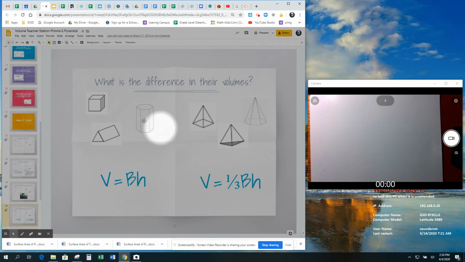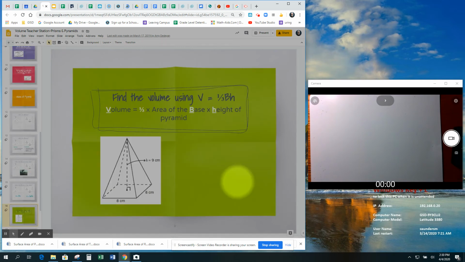The volume of a pyramid. So remember our prism was V equals big BH. The volume of a pyramid is 1/3 big BH. So you've got to do the exact same thing: the area of the base times the height of the pyramid, and then times 1/3. And that gives you the volume. This is so easy.